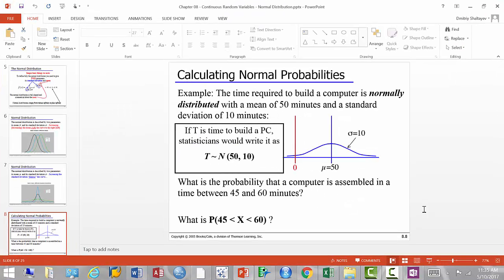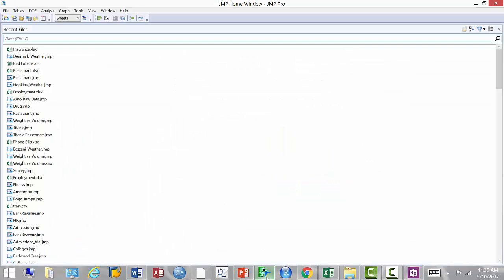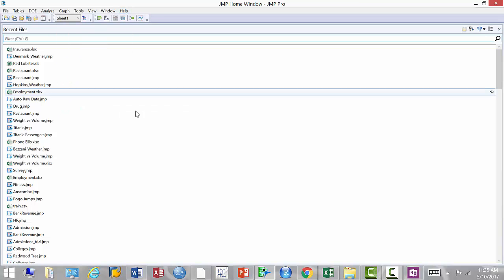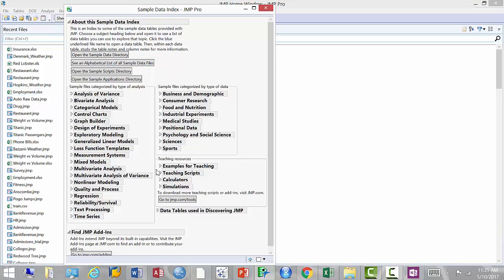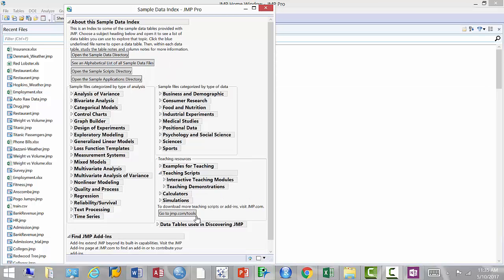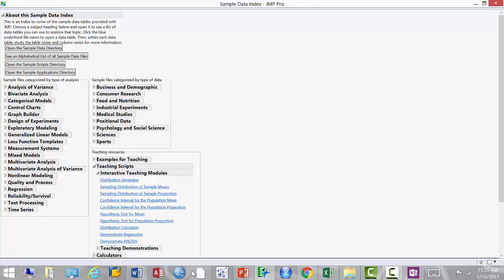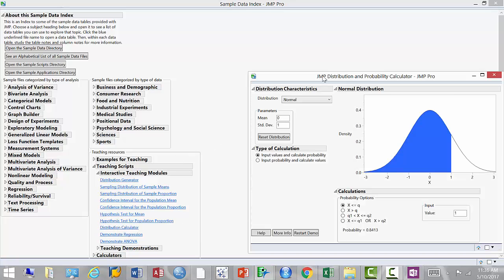So let's go back to JMP. So here's JMP, and let's use the same exact tool, the distribution calculator. So go to Help, Sample Data, and Teaching Scripts, Interactive Teaching Modules. Probably we should make a comment to them. They shouldn't hide this thing so far in Help. In the next release of JMP, they should make it one of the menus, so that you can quickly access it. All right. So distribution calculator, right there.